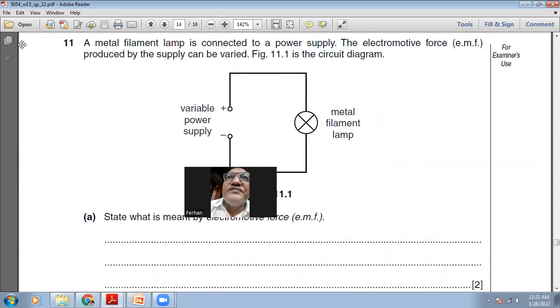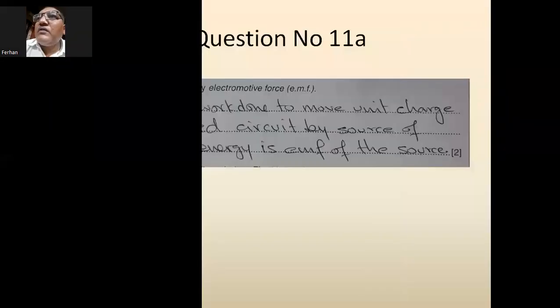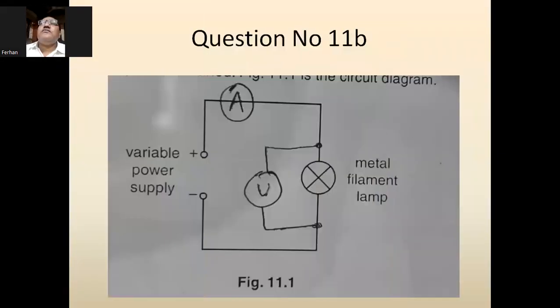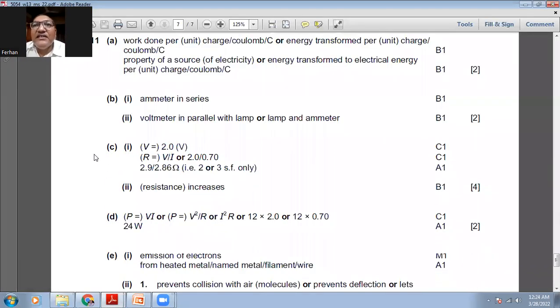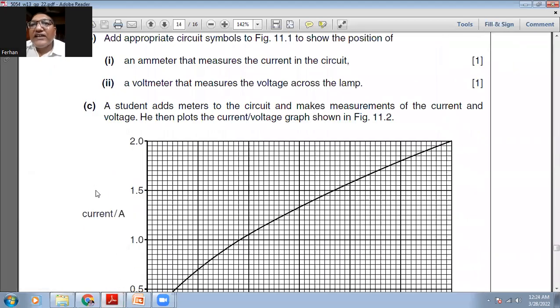So let me show you. You can see here I have shown this is the ammeter, this is the voltmeter. So the ammeter is connected in series and the voltmeter is connected in parallel to the lamp. Okay, so let's check the answer: ammeter in series, voltmeter in parallel with the lamp. Okay, so next question.